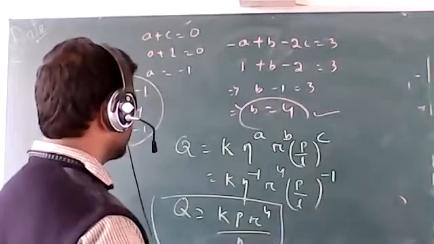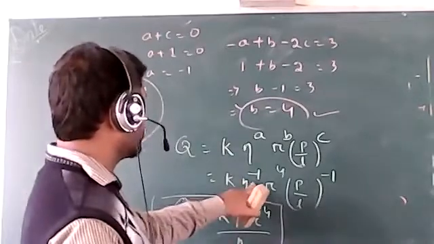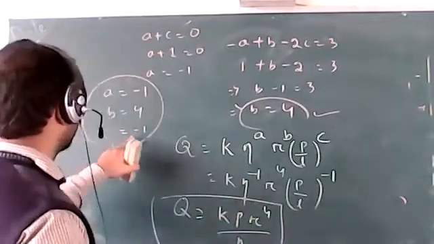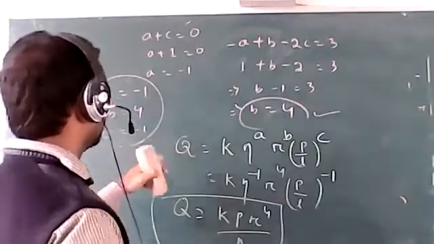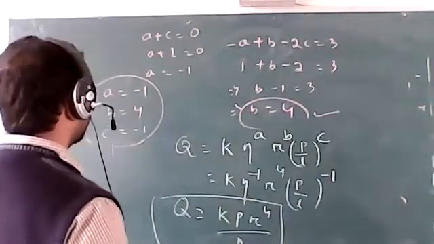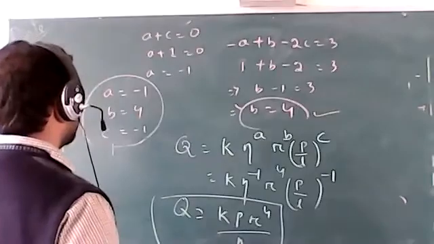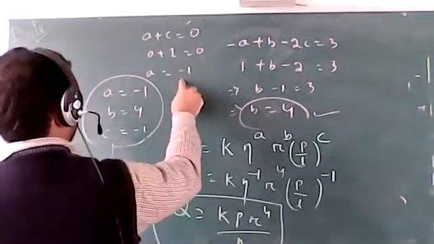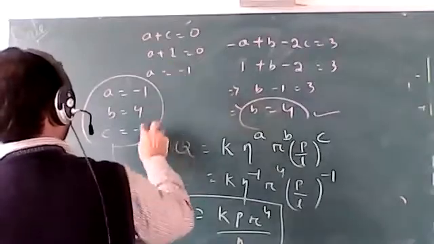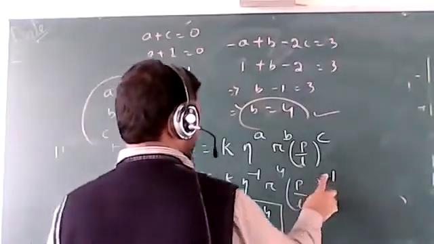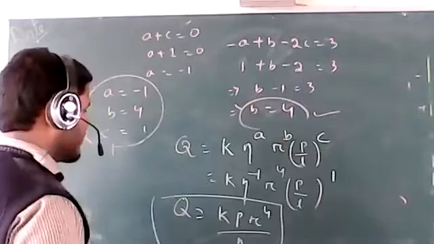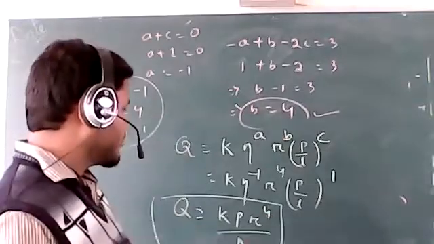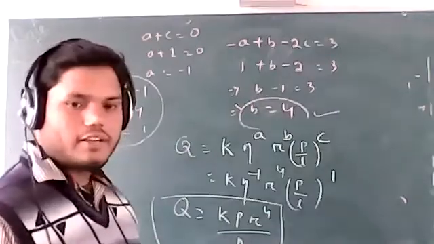Okay, so if we have put that a equal to -1 and c equal to 1, that means this value will be 1. Okay, so k p r to the power 4 divided by eta into l. This is the value of what?